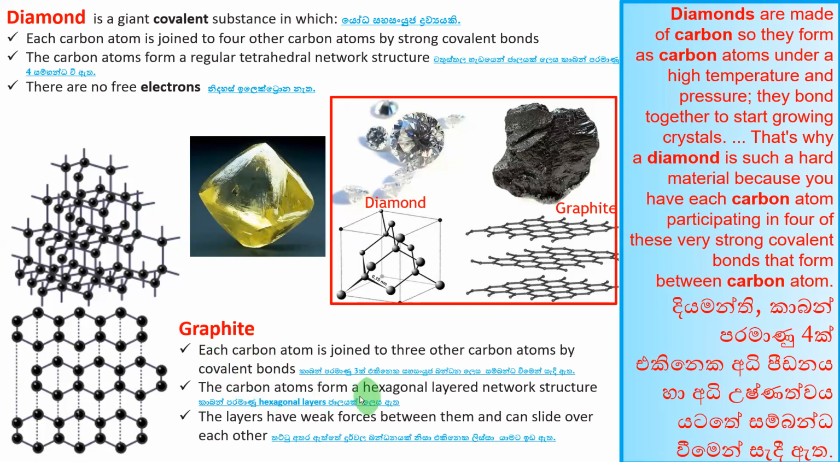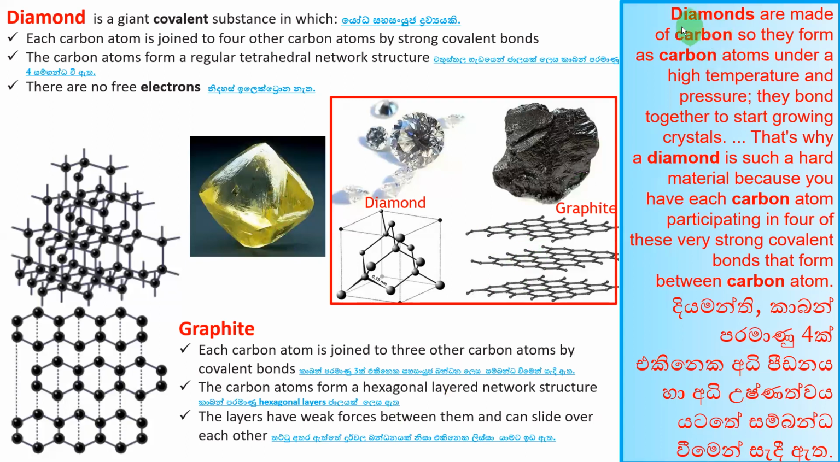The carbon atoms form a hexagonal layer network structure. The graphite creates hexagonal layers. All the layers are together, one over the other layer, one over the other layer. It creates graphite, but it is completely pure carbon. But the diamond is also completely pure carbon. See the difference between the graphite and the diamond.